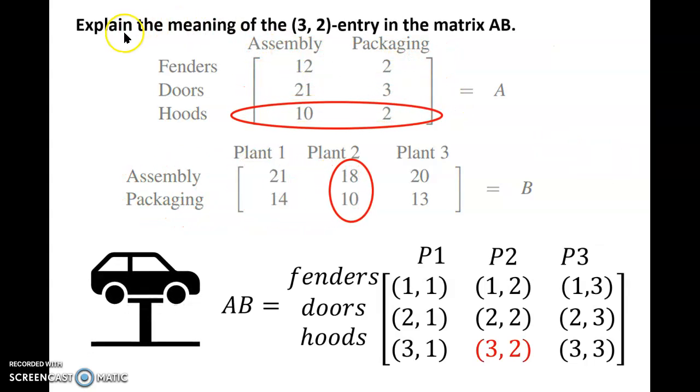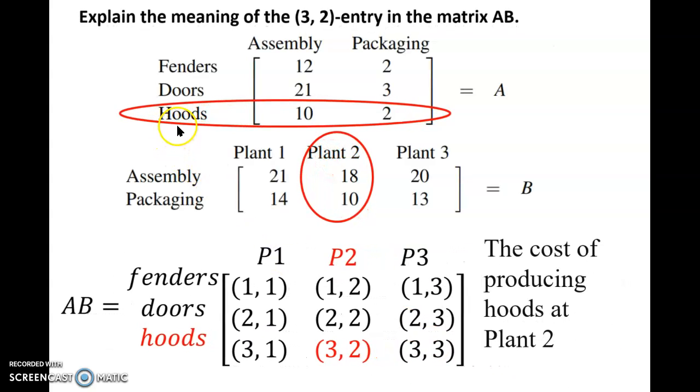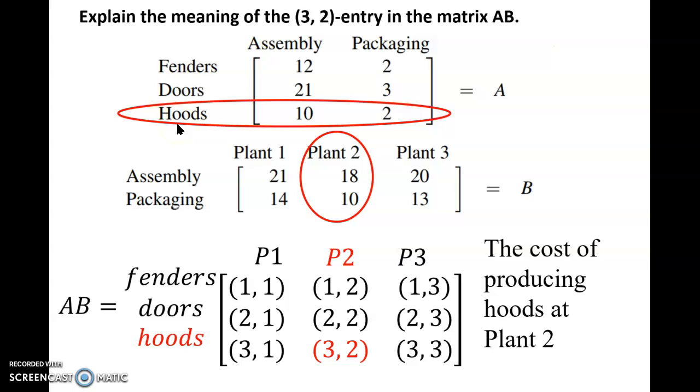So the first question is, explain the meaning of the 3, 2 entry right here. So that would be bottom row right in the middle, which is basically the cost of producing hoods at plant 2. So that includes the assembly and packaging.